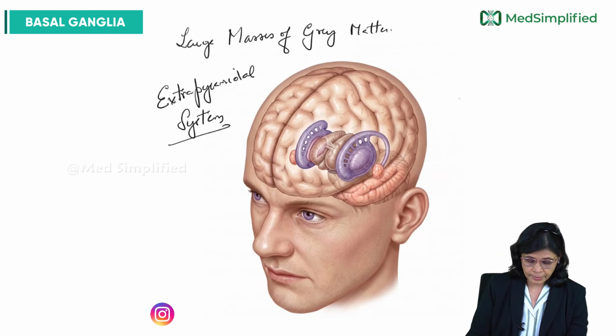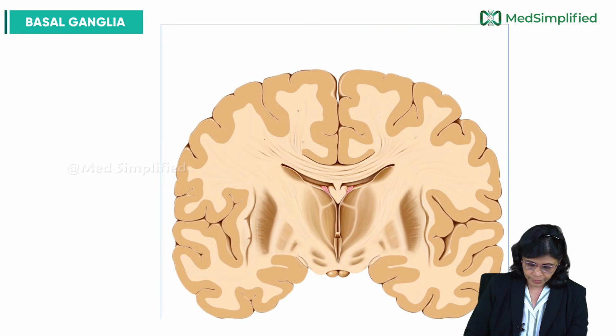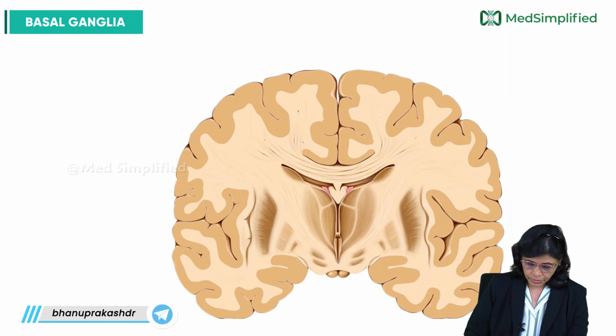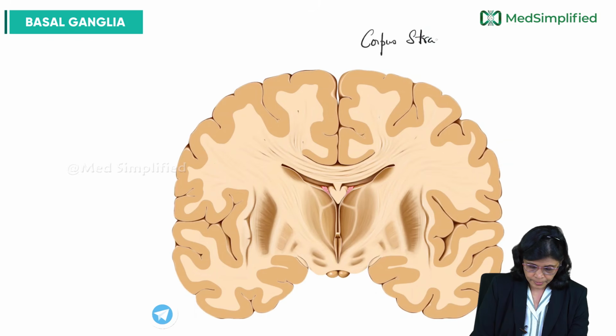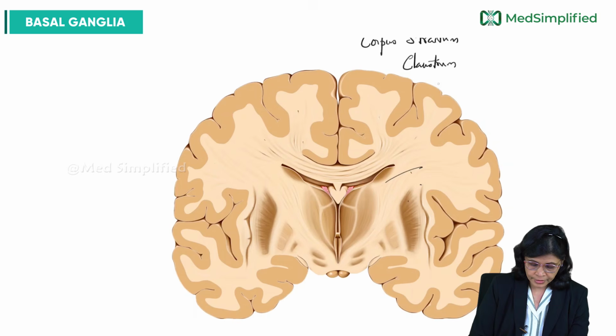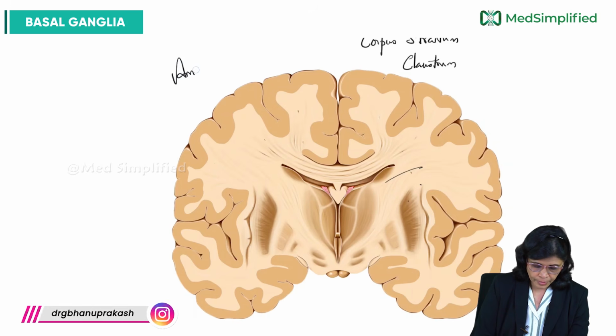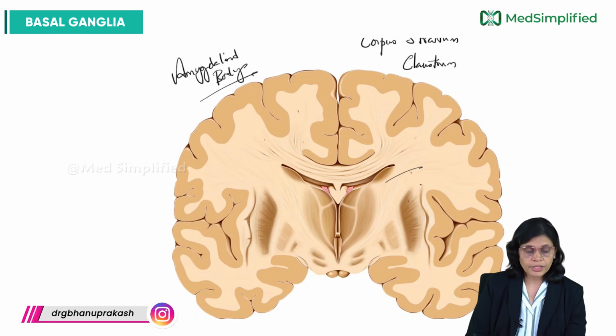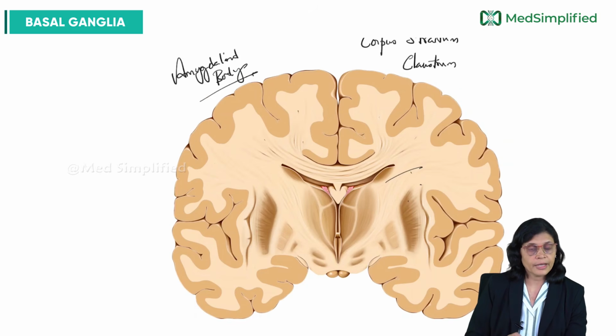Anatomically, the basal ganglia include three portions which we see here: the corpus striatum, the claustrum, and the amygdaloid body. These three form the components of the basal ganglia.